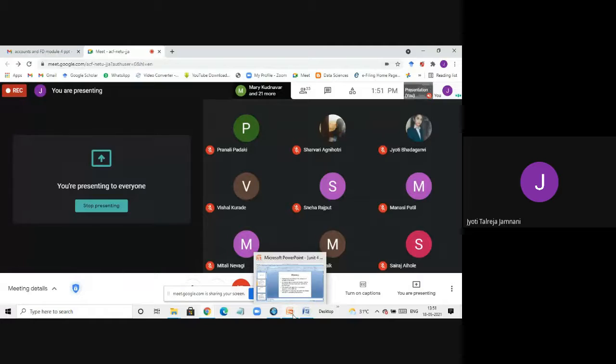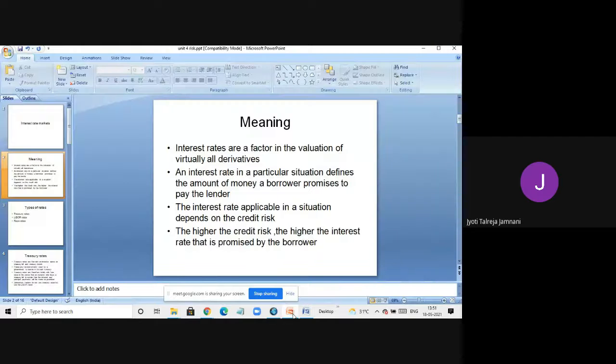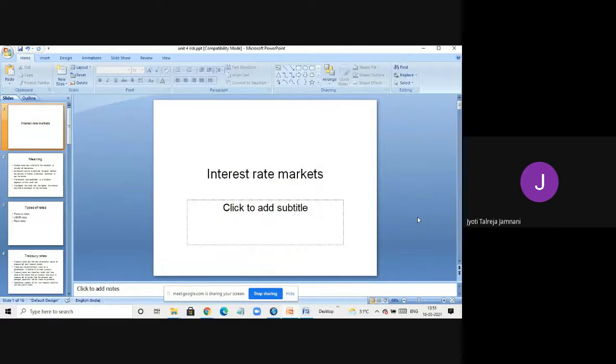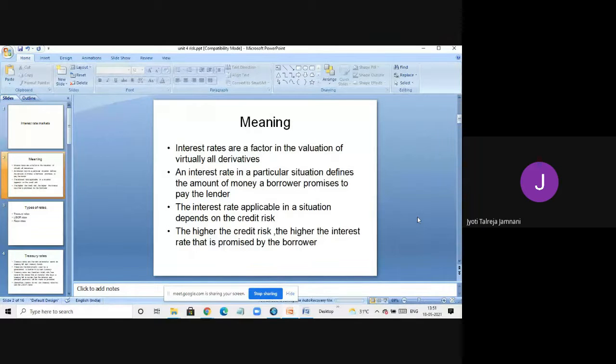So let's start with this. The theory, I've actually done a part of the theory also, but I'll repeat it again because there was a gap. The fourth unit talks about interest rate markets, and in the interest rate markets, interest rates are a factor in the valuation of virtually all derivatives. So you take any derivative instrument, you will need an interest rate to value that particular derivative.